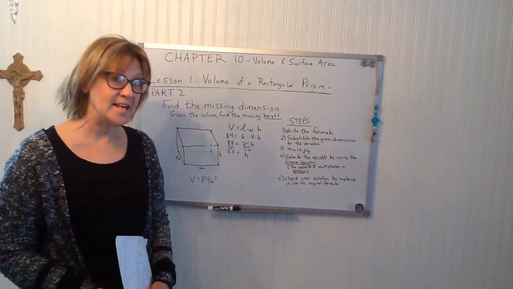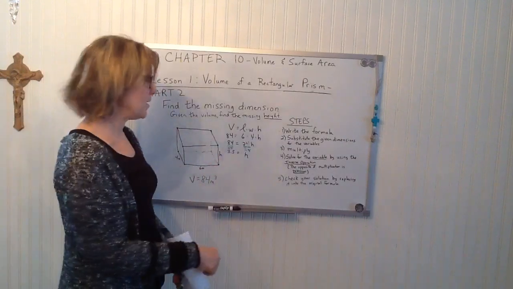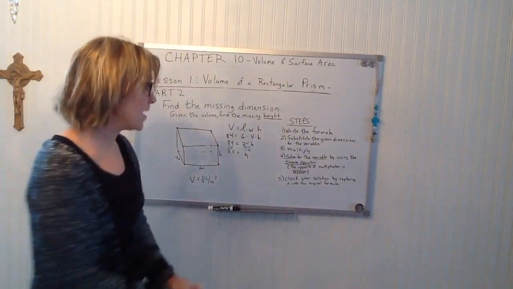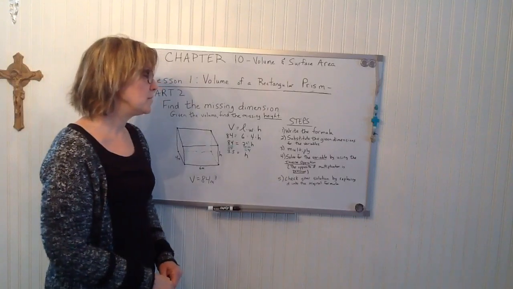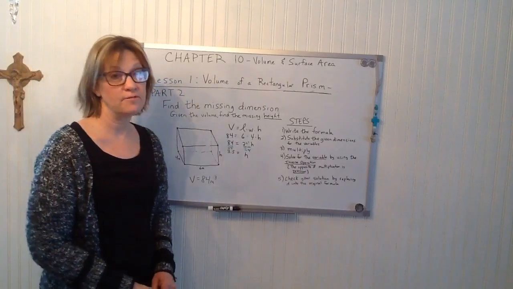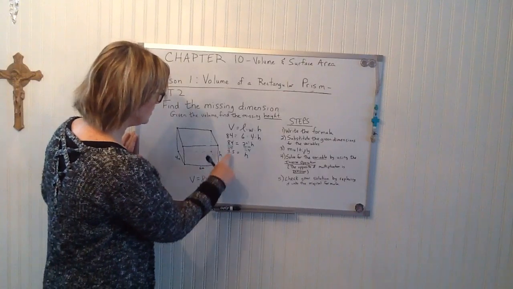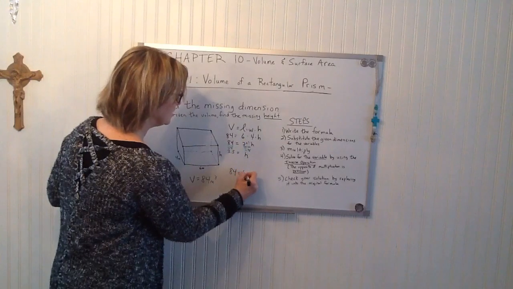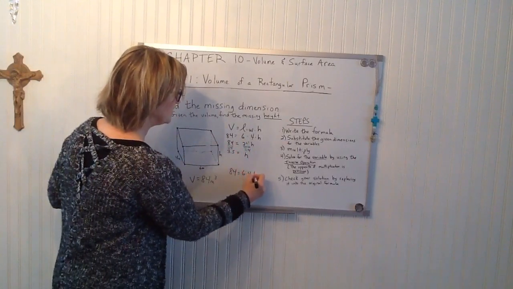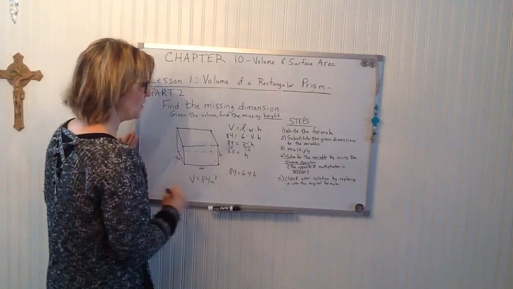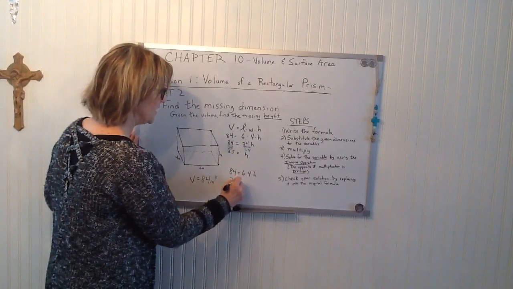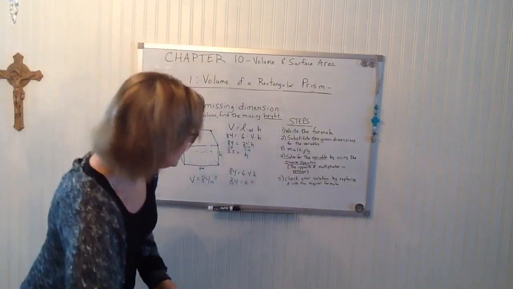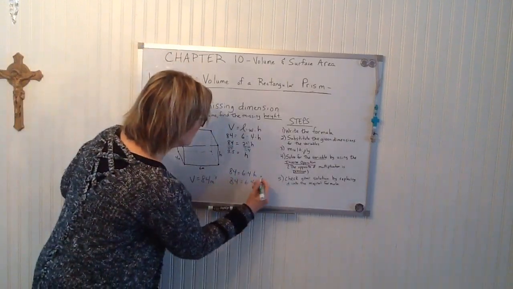The very last thing I need to do is check it to make sure that that actually is the correct answer. So I check my solution by replacing it into the original formula. So my original problem was 84 equals 6 times 4 times h. So we said h is 3.5. So let's find out if this works. 84 equals 6 times 4 times 3.5.